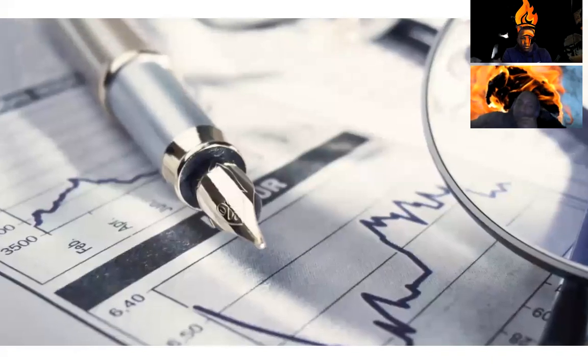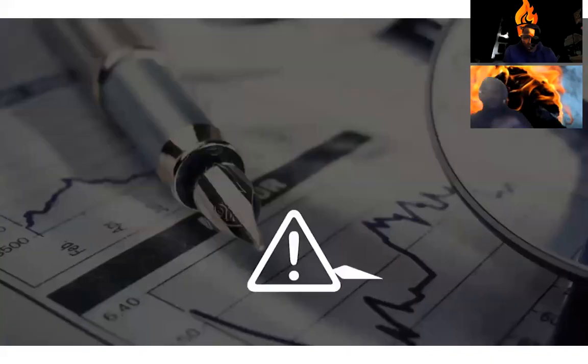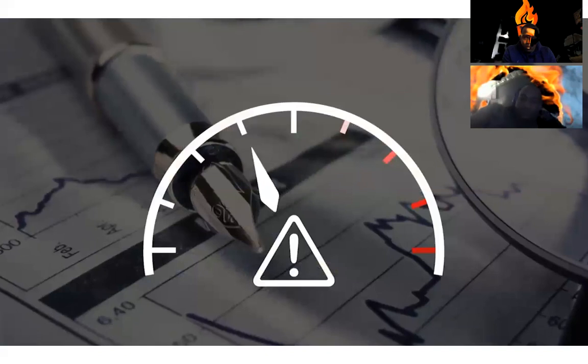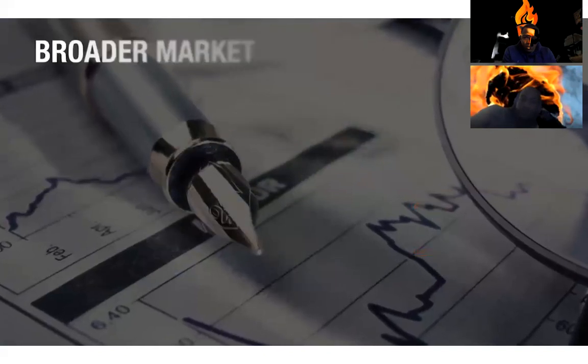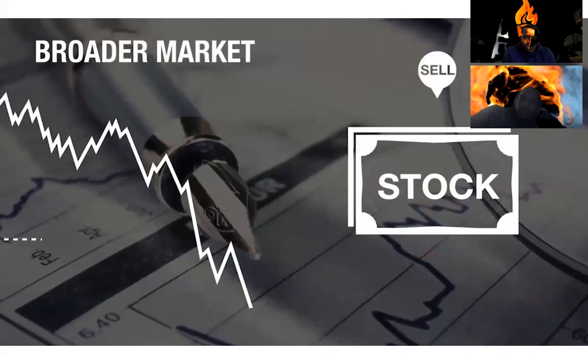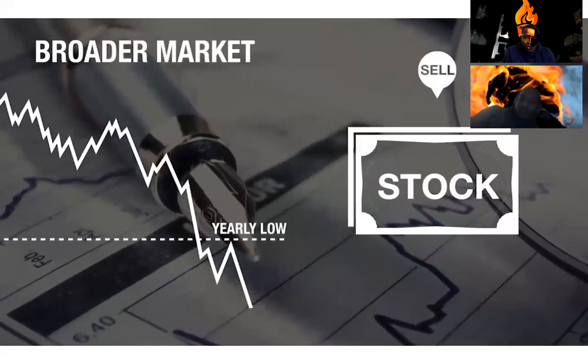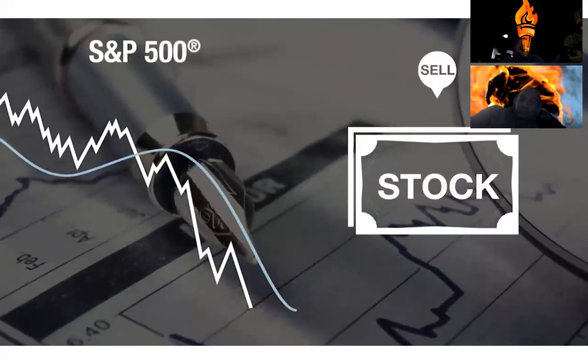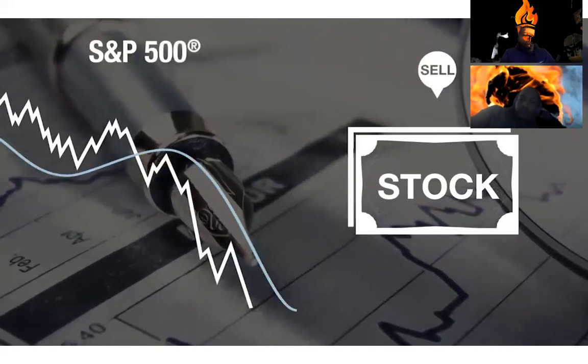After confirming a bear market, investors might apply certain strategies to reduce the risk of stocks declining further. For example, investors might sell a portion of a stock portfolio if the broader market breaks down to yearly or multi-year lows, or if the S&P 500 drops below its 200-day moving average.